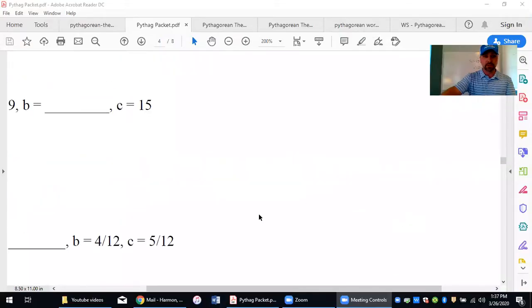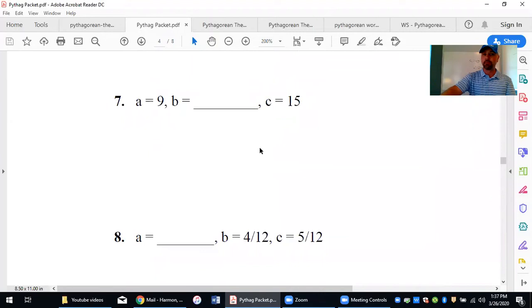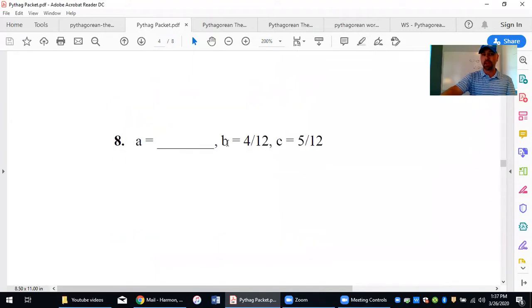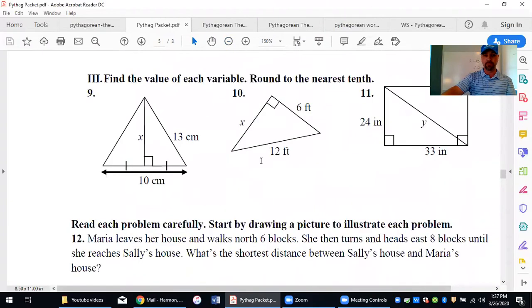Let's take a look at some other problems. Here, they're just giving you the numbers for Pythagorean theorem. So plug it in, it's pretty easy. Number 8, that's fractions. Feel free to skip the fractions.